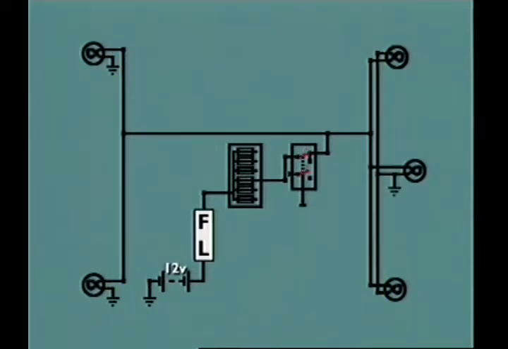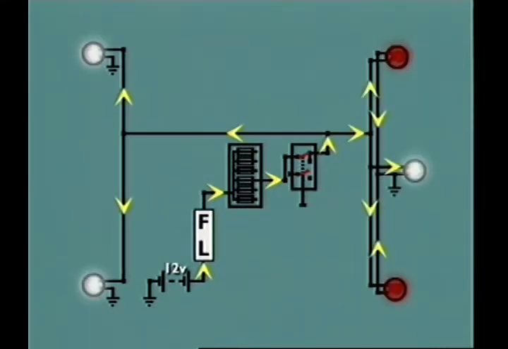When the park light switch is closed, current flows from the battery through the fusible link to the park light switch, where it is fed through the fuse to the front park lights and to the rear tail and number plate lights. After passing through the filaments, the current path is completed through the frame of the vehicle to the negative battery terminal.